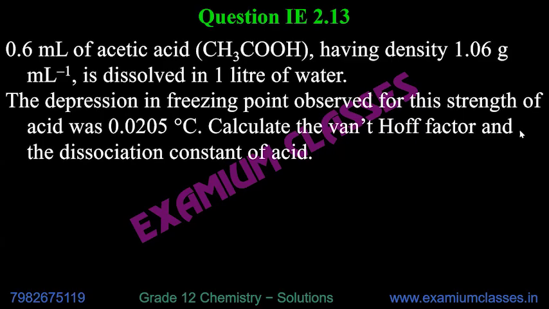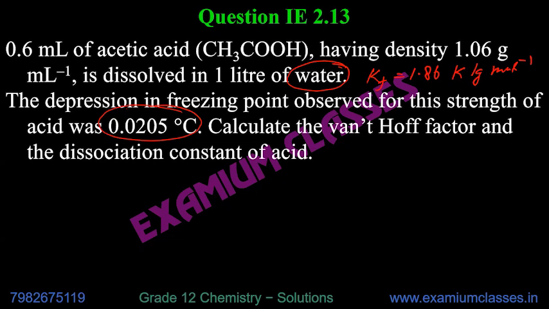We will be using similar concepts. 0.6 milliliter of acetic acid having density 1.06 gram per ml is dissolved in 1 liter of water. Now it is given as water, and for water, you should know Kf is 1.86 kg K per mole. The depression in freezing point observed for this strength acid was 0.0205 degrees Celsius. So delta TF is given. Calculate the Van 't Hoff factor and the dissociation constant of the acid. So in this case, it is dissociation.